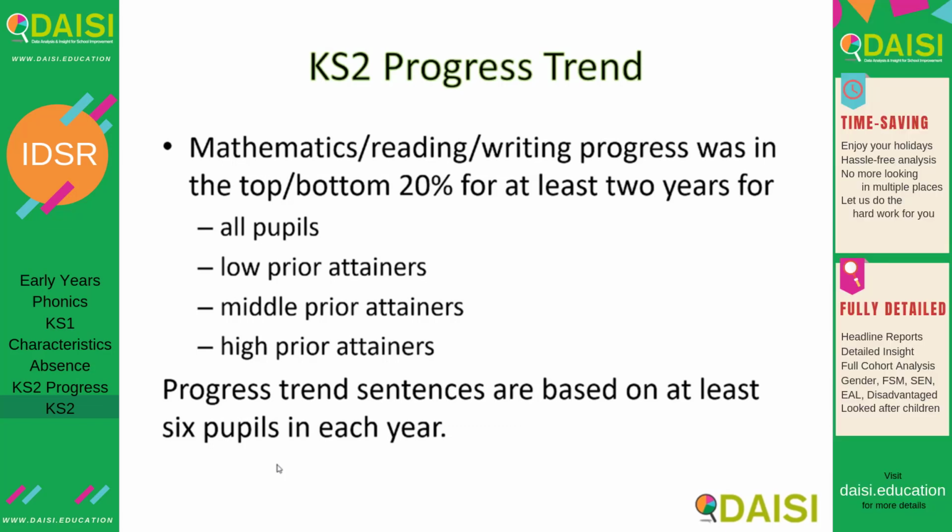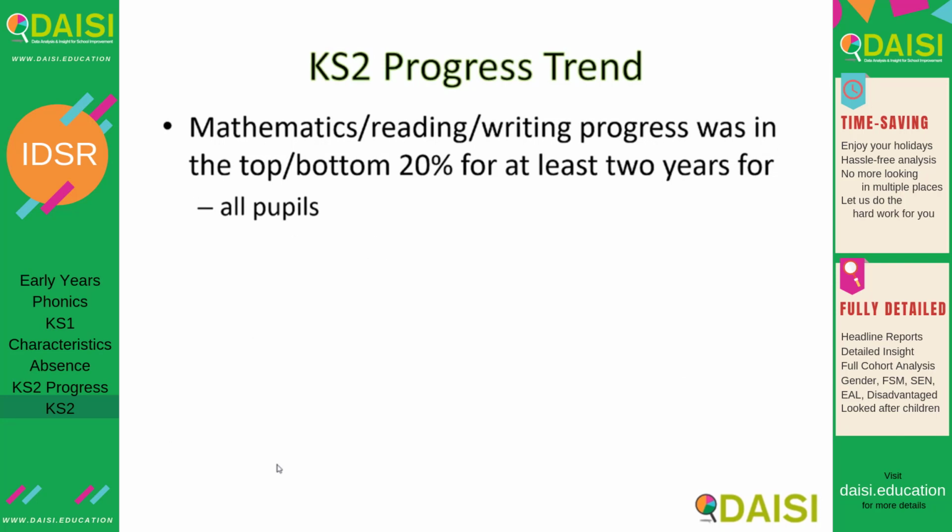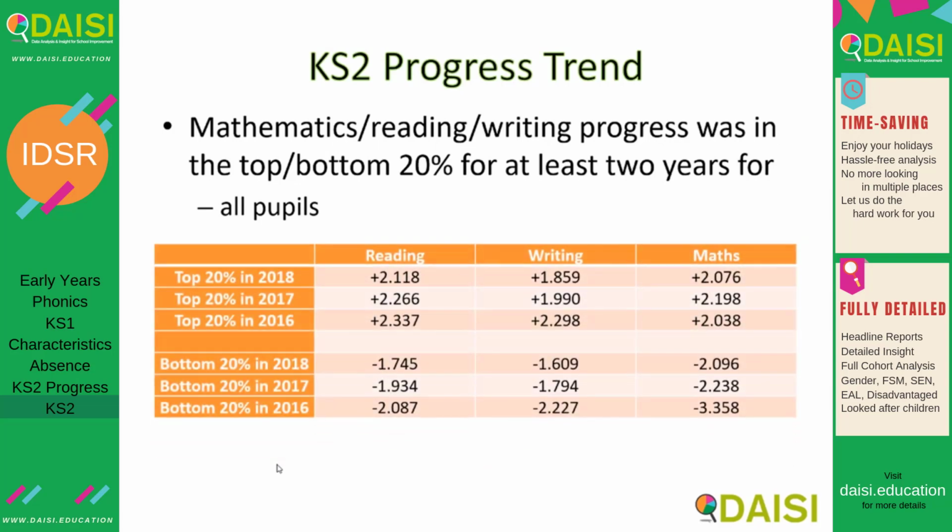So don't assume the absence is an absence because you didn't make the target. It might just be that you had a low cohort. So what do you need to get this for all pupils? Well, you need around a plus 2.1, plus 2.2 or so in reading and maths, slightly lower in writing. And for the bottom 20%, you need around minus 1.8, minus 2, minus 2.2.